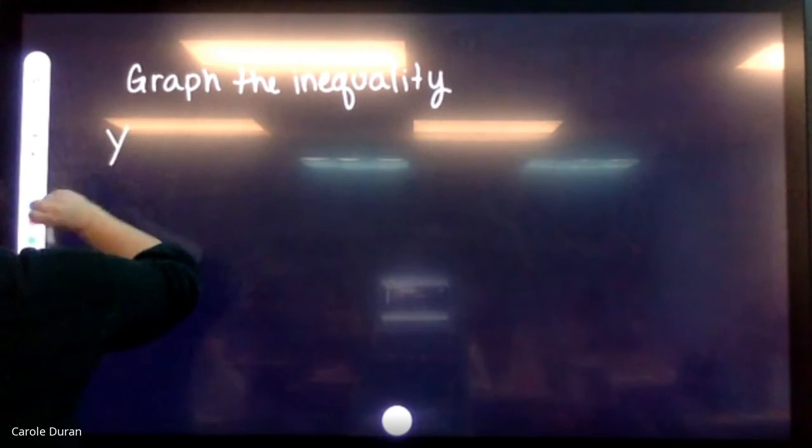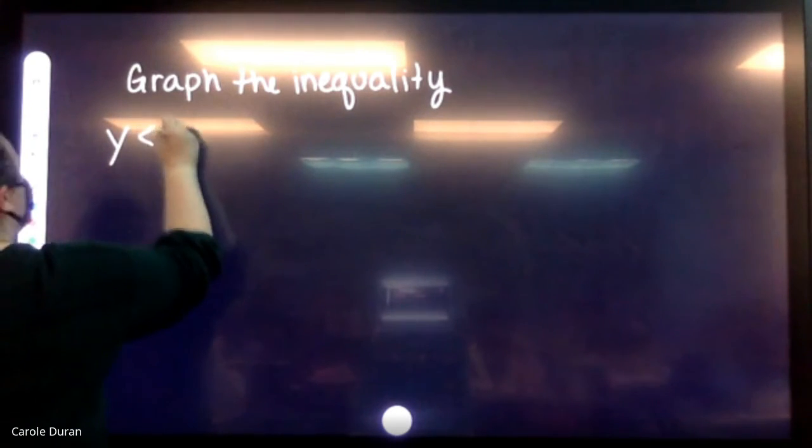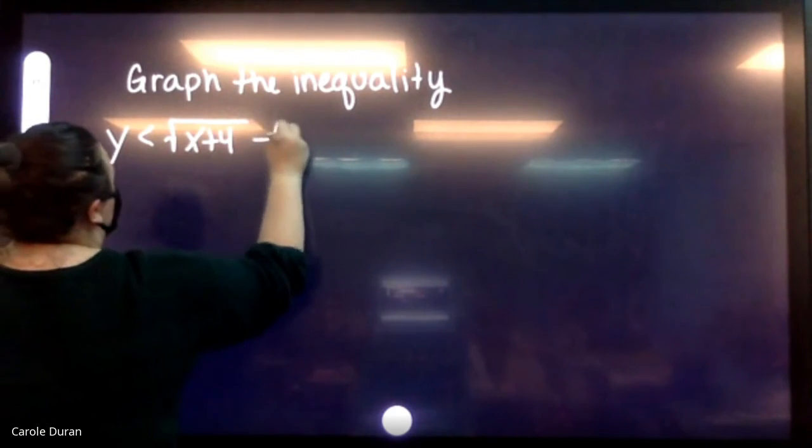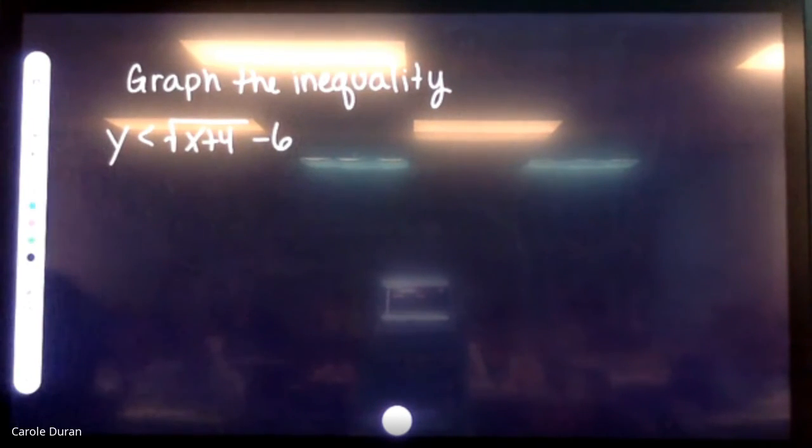And the inequality we're using is y is less than the square root of x plus 4 minus 6. Just as practice, I would also like to find the domain and range for this function. It never hurts to do more of those. Okay, so we're going to start with our domain.